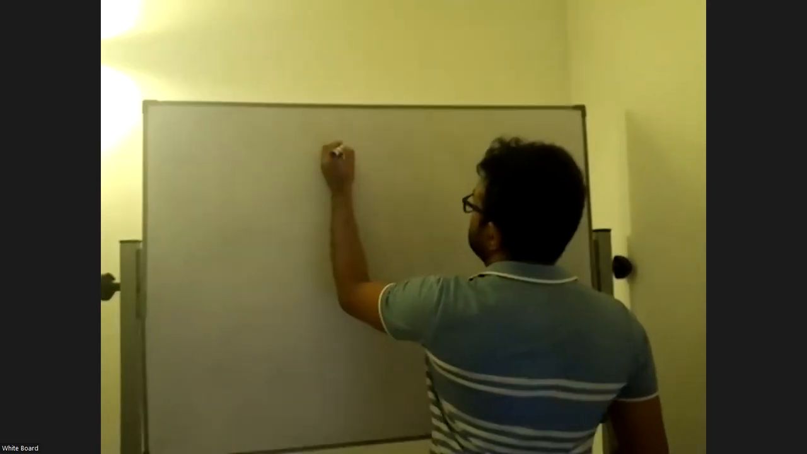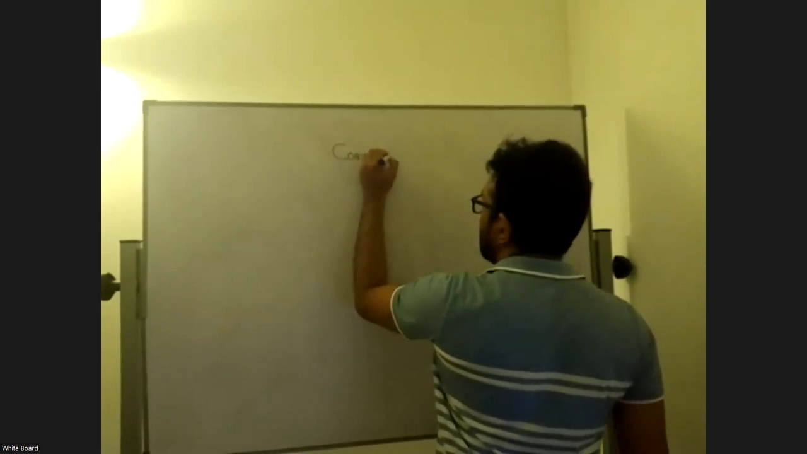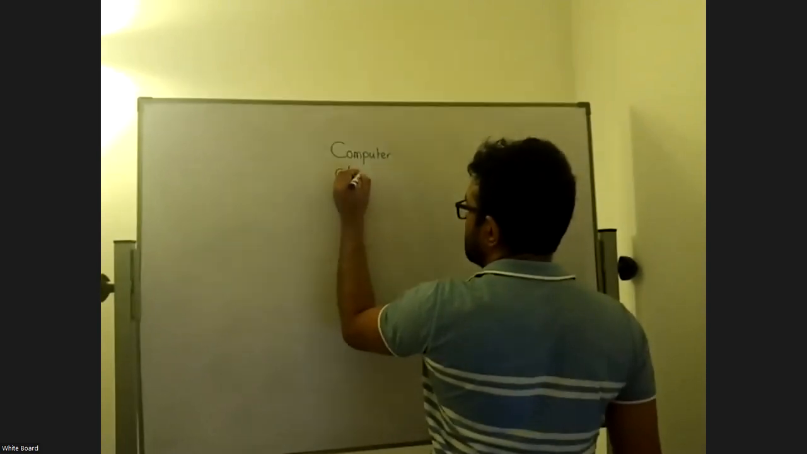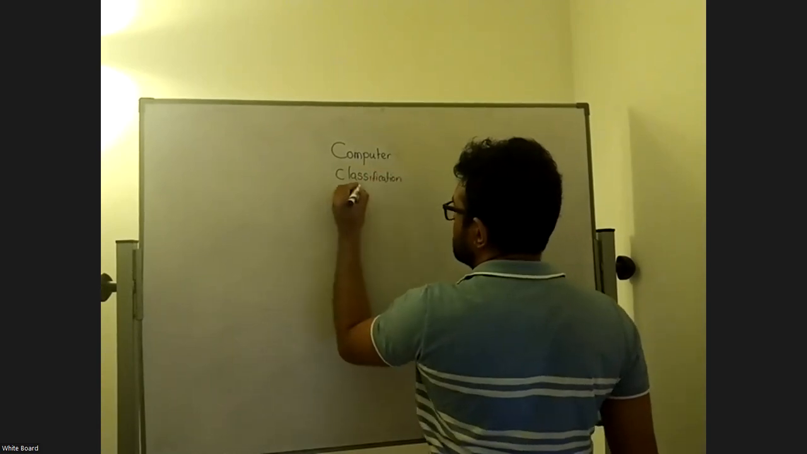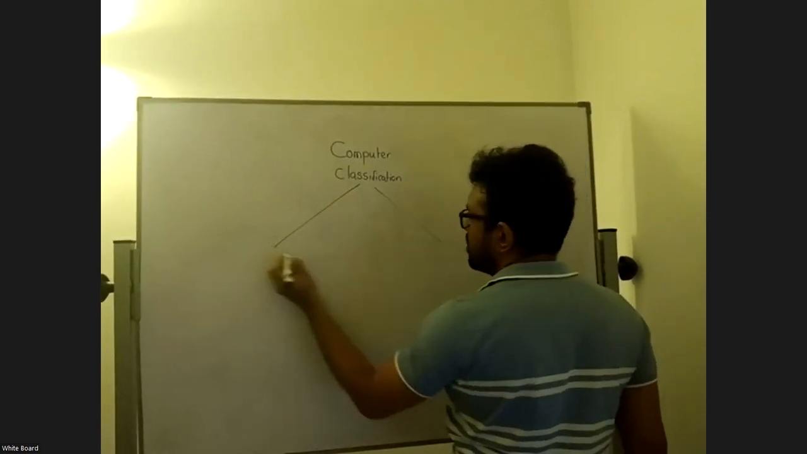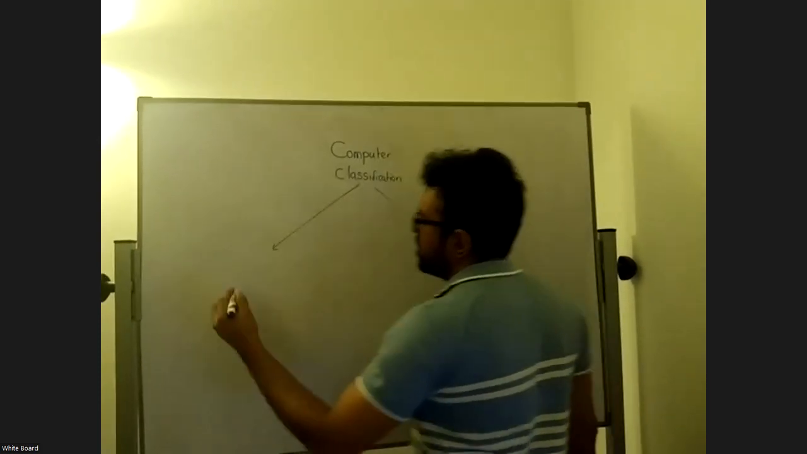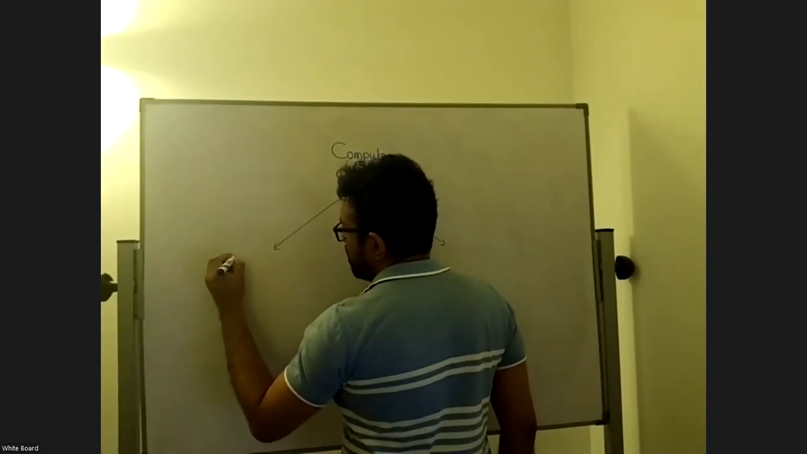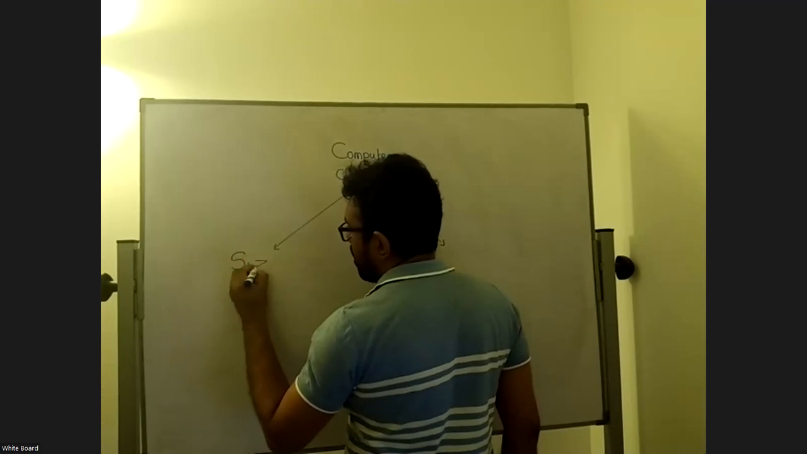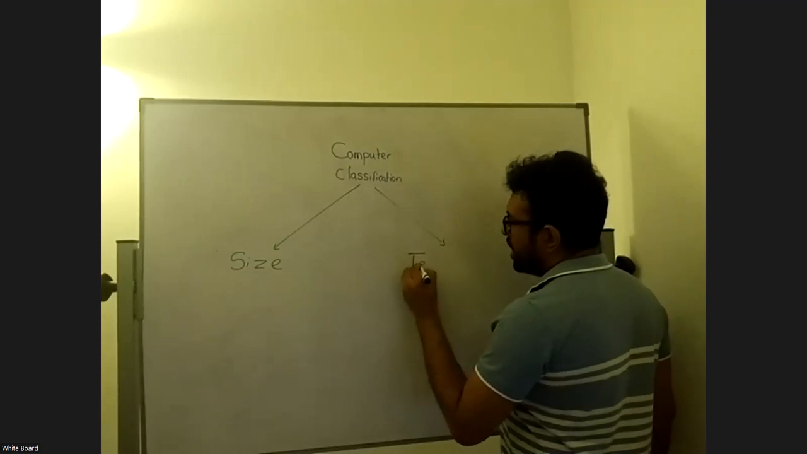Draw a small chart for your reference. Computer classification. Classification is of two types. One is going to be based on size or magnitude, and the other one is based on technology.